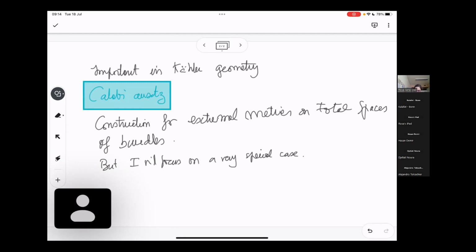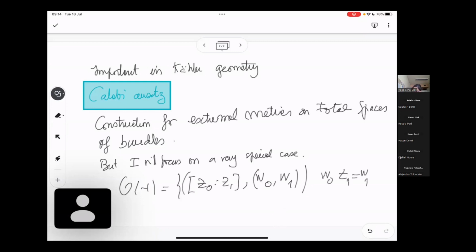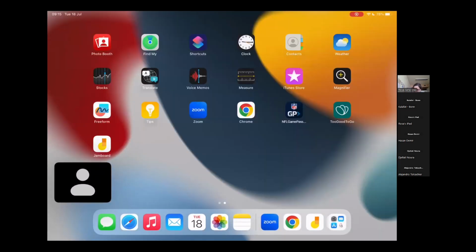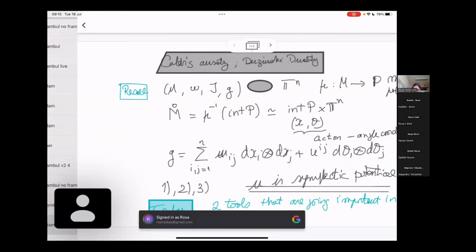And it's the following. So let me start by recalling something I was saying yesterday. The important space for me is going to be O(-1), which I was describing in the following way. It's the total space of the tautological bundle. And the tautological bundle can be expressed as a subvariety in the product variety like this. And what I didn't say yesterday is that U(2) acts in here. And it acts in the following way.